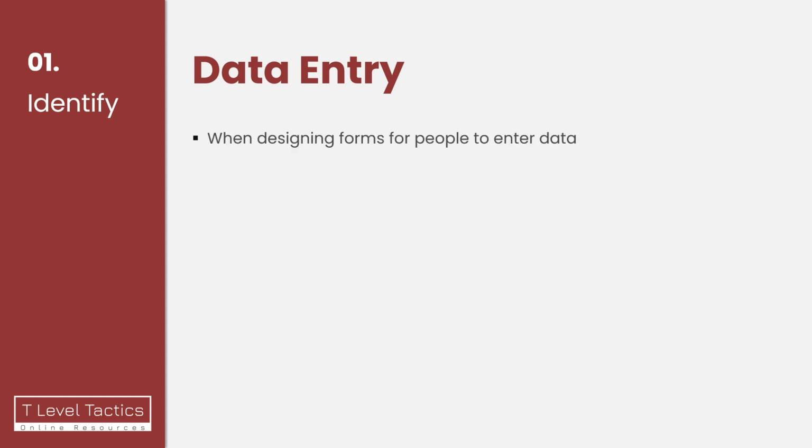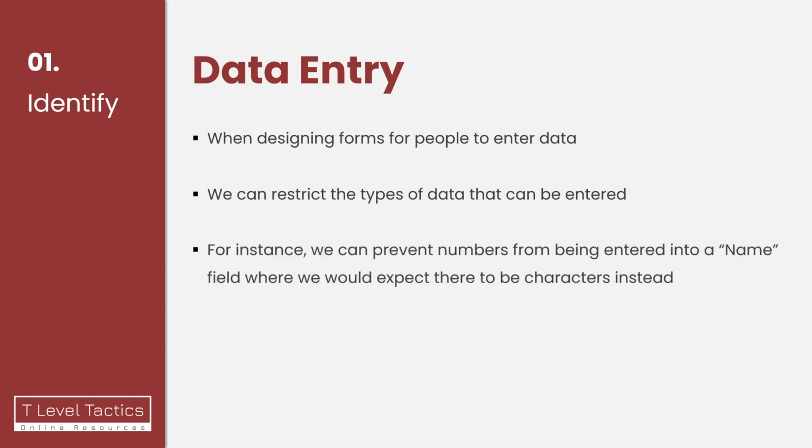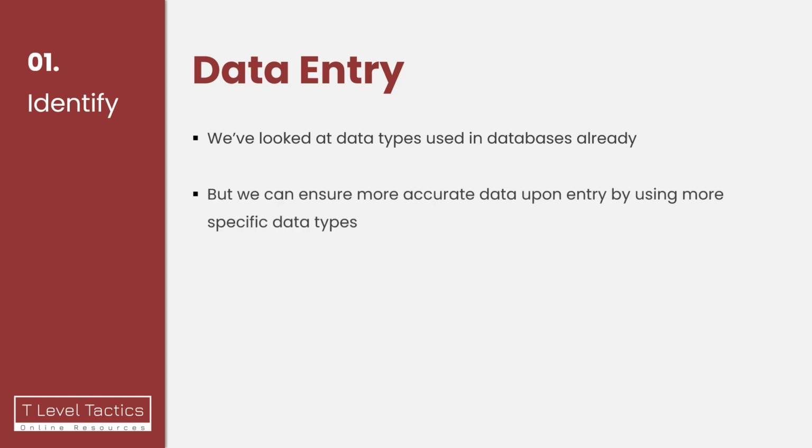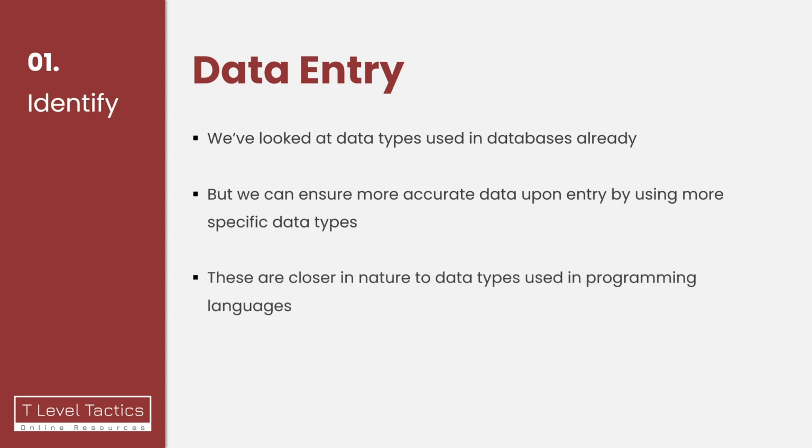So when designing forms for people to enter data, we can restrict the types of data that can be entered. For instance, we could prevent numbers from being entered into a name field, where we would expect there to be characters instead. Now, we've looked at data types used in databases already in an earlier video, but we can ensure more accurate data upon entry by using some more specific data types. And these are closer in nature to data types used in programming languages.